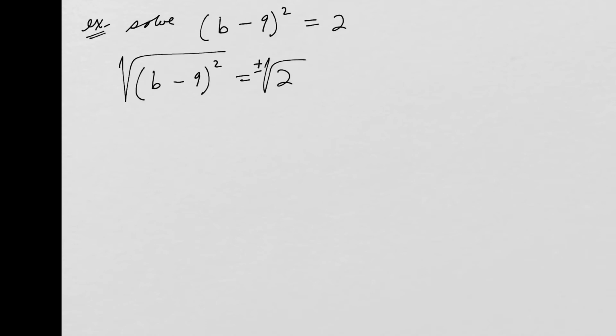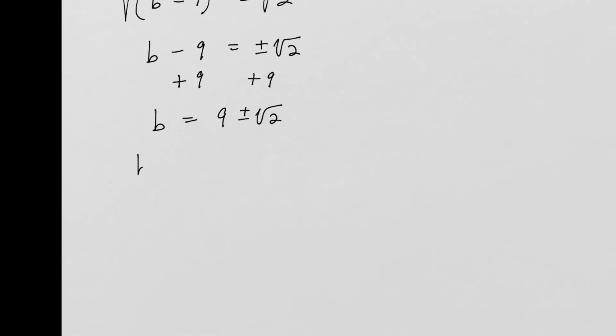Well, the square root of b minus 9 squared is simply b minus 9. And the right-hand side, I just have to leave as plus or minus the square root of 2. And then finally, I can add 9 to both sides, right, to get the b. So then b is equal to, I could write this as 9 plus or minus the square root of 2. So really, this is saying there's two solutions, right? One solution is b is equal to 9 plus the square root of 2, or b is equal to 9 minus the square root of 2.